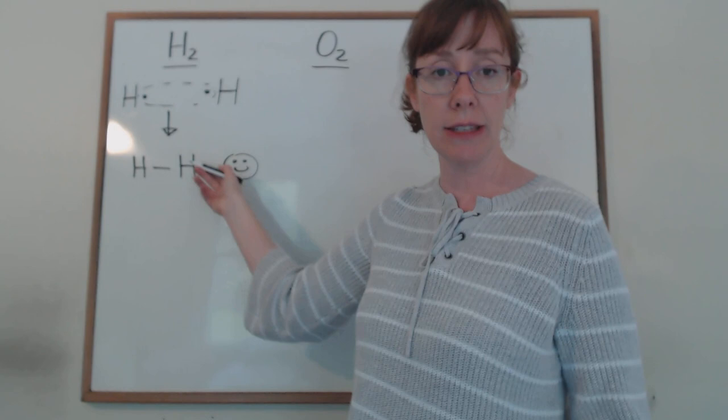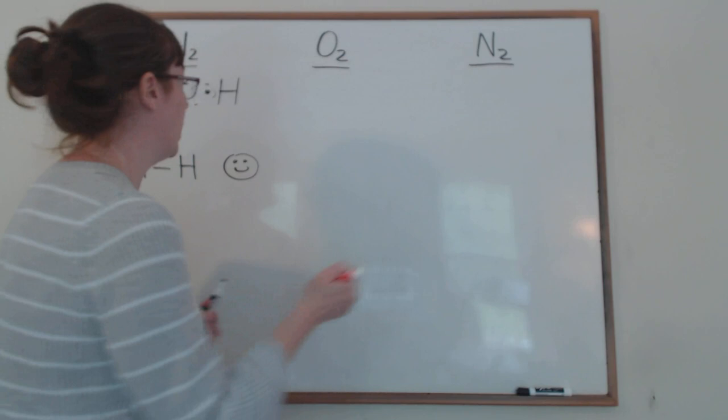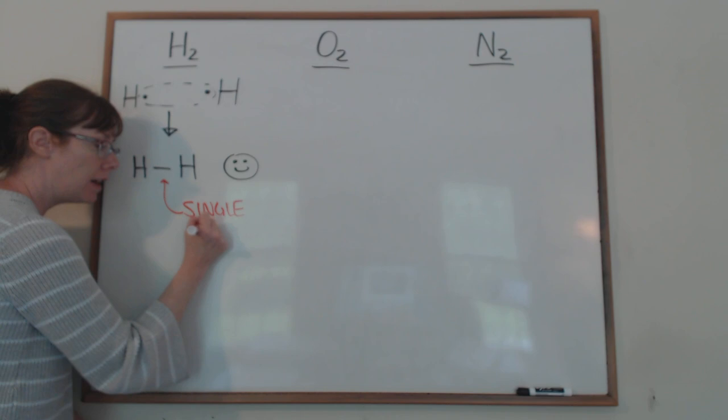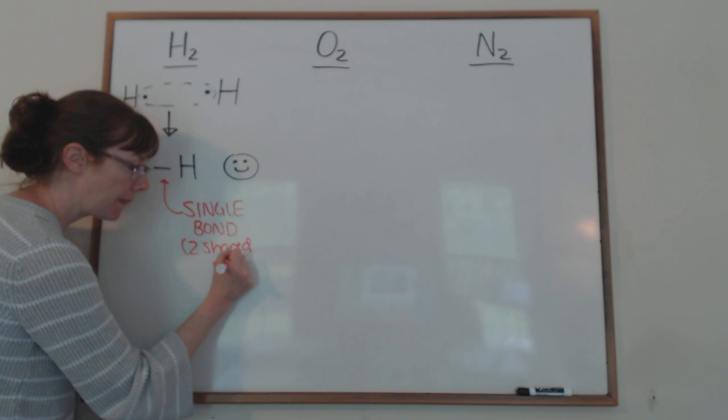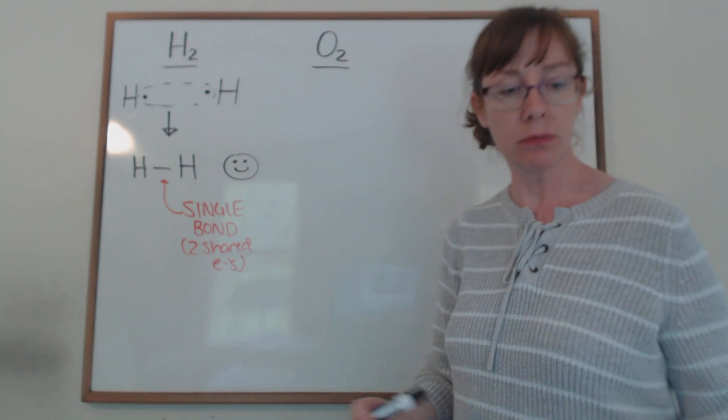This bond right here, when you have just one dash, is called a single bond. A single bond represents two shared electrons. One from one atom, one from the other atom. Two shared electrons. Let's move on to oxygen.